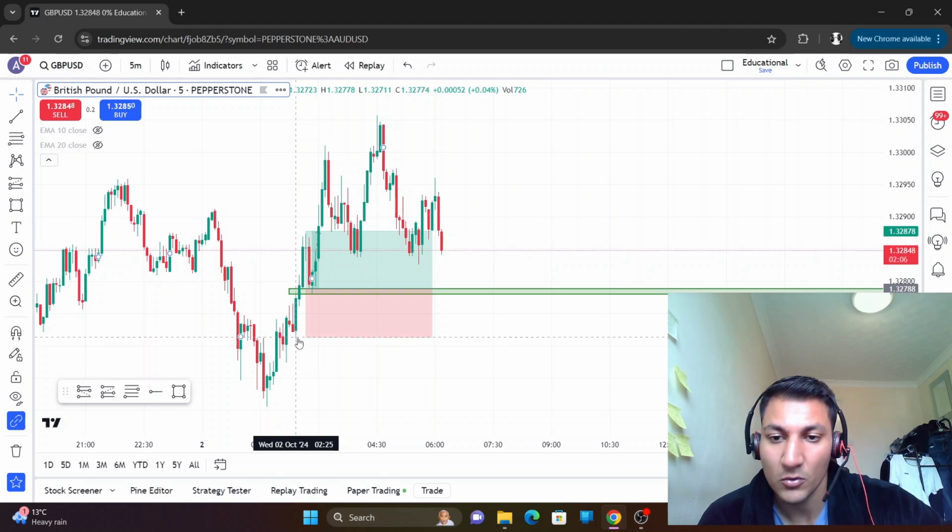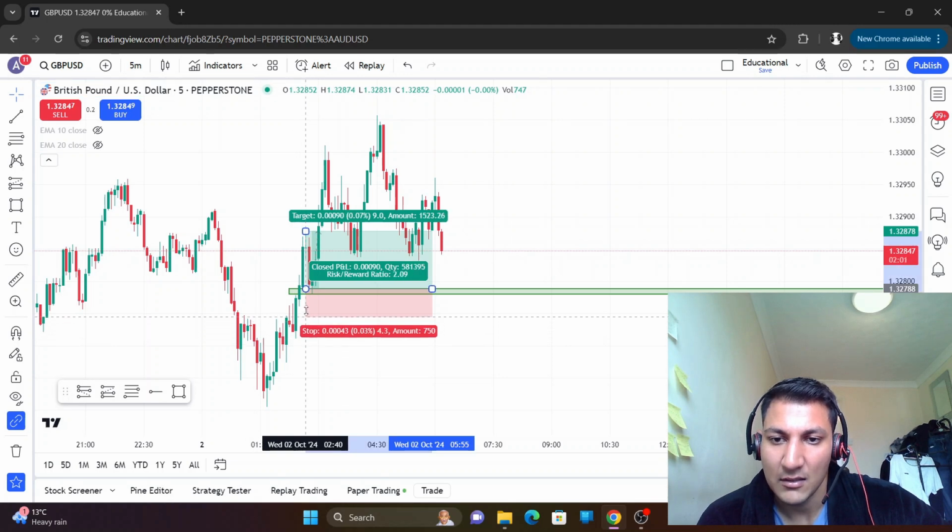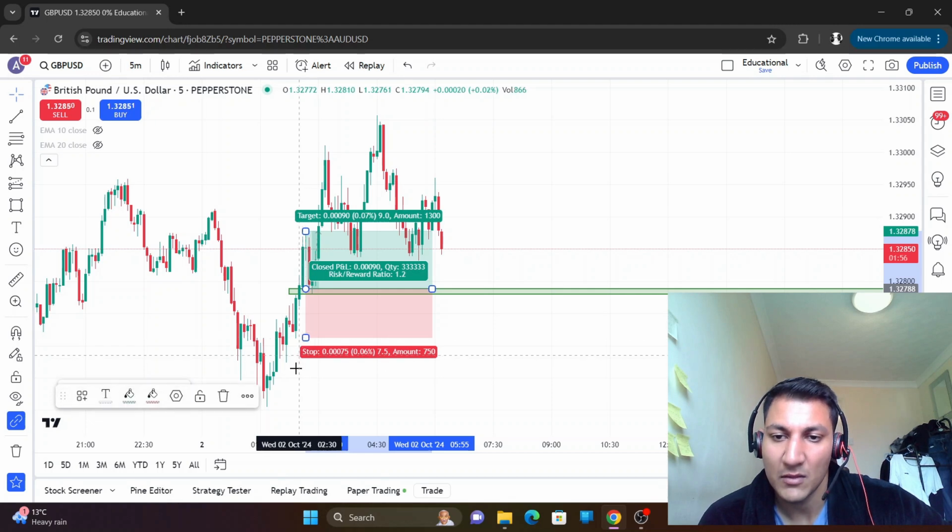It has to be at the low of the candle that forms the fair value gap. It can't be like there. It cannot be there, and it cannot be like this. It has to be here. It's the minimum that your stop has to be.